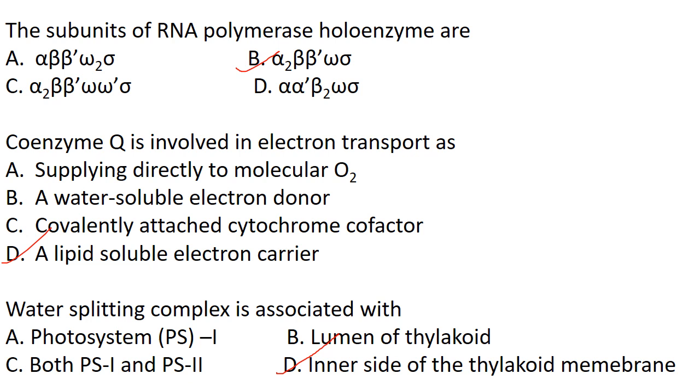Coenzyme Q is involved in electron transport as supplying directly to molecular oxygen. No. A, water soluble. No. It is lipid soluble. Covalently attached cytochrome cofactor. No. A lipid soluble electron carrier. D is the correct answer. Then water splitting complex is associated with pigment system 2, but they have not given pigment system 2 in the options. Okay, we will see. And it is located on the inner side of the thylakoid membrane, that they have given in the option. That is option D, inner side of the thylakoid membrane.